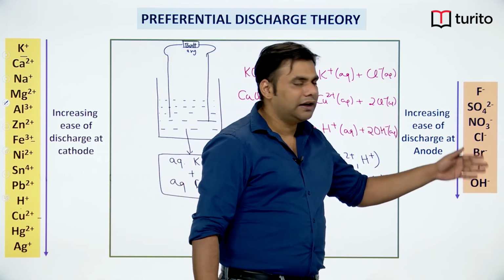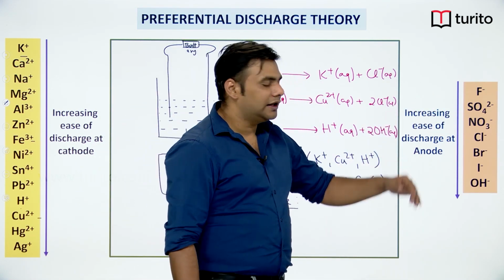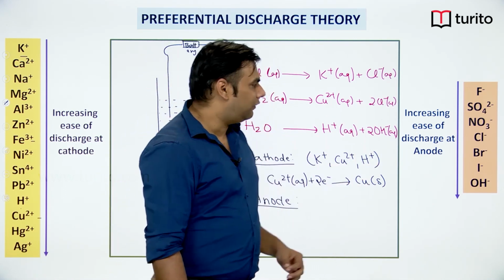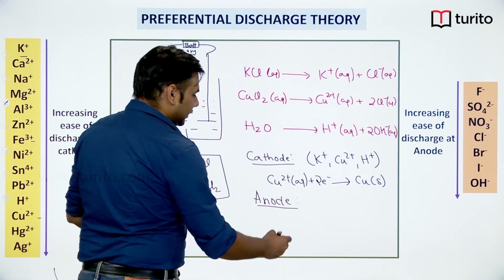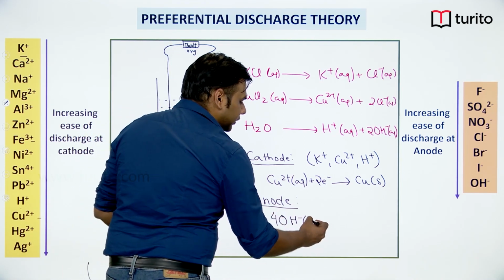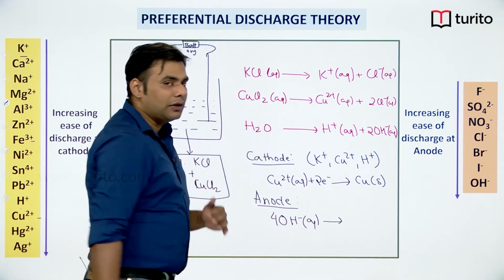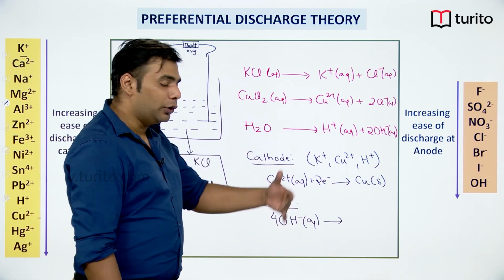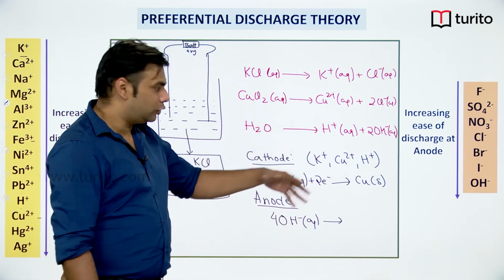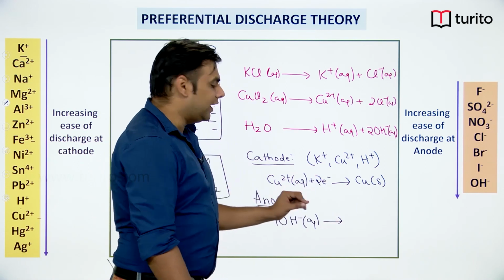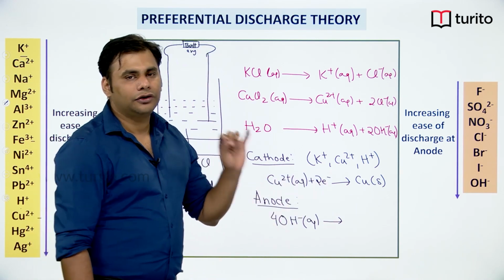Now out of Cl negative and OH negative, we know that the tendency to discharge at the anode of OH negative is greater than that of Cl negative. So OH negative would discharge at the anode. Okay, so there are some basic reactions that you have to memorize as well. As we keep exploring all these concepts, you will encounter so many reactions. Some reactions are important, I will specifically point out which reactions are important and you should remember them.